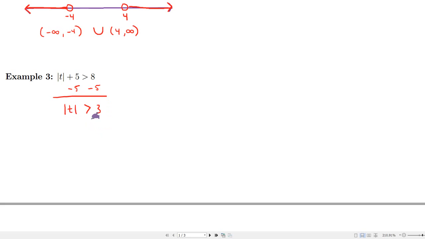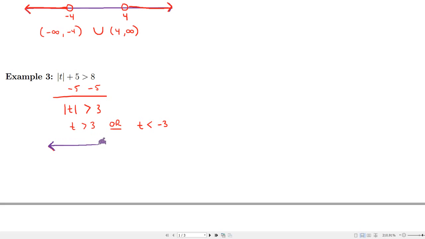Okay, and then now, how do we continue from this point? Well, we're talking about a greater than, so we're going to have t is greater than 3, or t is less than -3, right? So when you're talking about greater than, that's when you're going to get the splits here. Okay, so we could graph this. Let me switch to purple for the real number line, just so I'm a little bit consistent. The picture looks kind of nice.